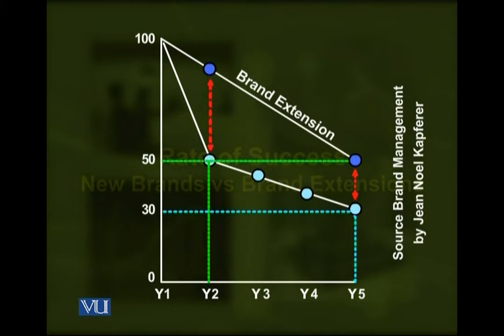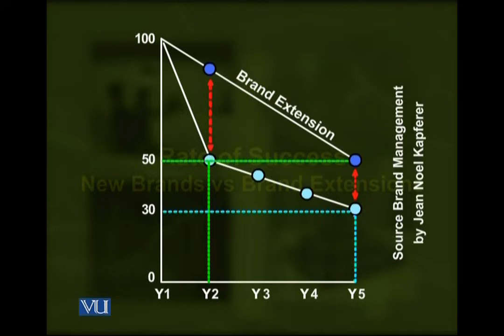So this illustration shows you the two different types of brands. Brand extensions are the dark blue dots, the upper line, and the line with light blue dots, the lower line, represents the new brands. Both started off in year one with the assumption that the success factor is going to be 100%. But then look what happened through a five-year cycle.